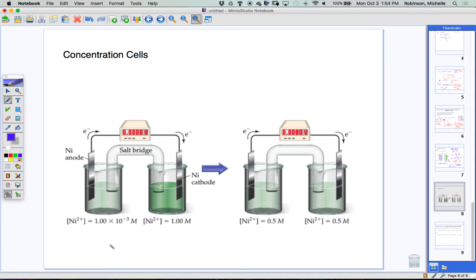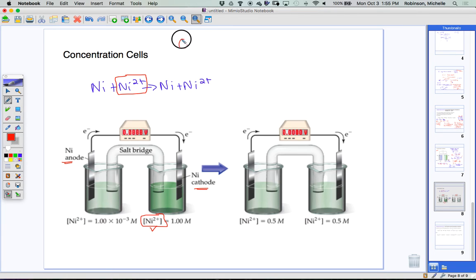So it works the same way. It's the same equation. It just looks funny to you because it's nickel on both sides. Your equation is nickel goes to nickel 2+, which looks funny. It's a little easier to see if I make this one red. If this is the cathode and this is the anode, where is this one in that equation? Is it the reactant or the product? It's the reactant. So this is the red nickel 2+.